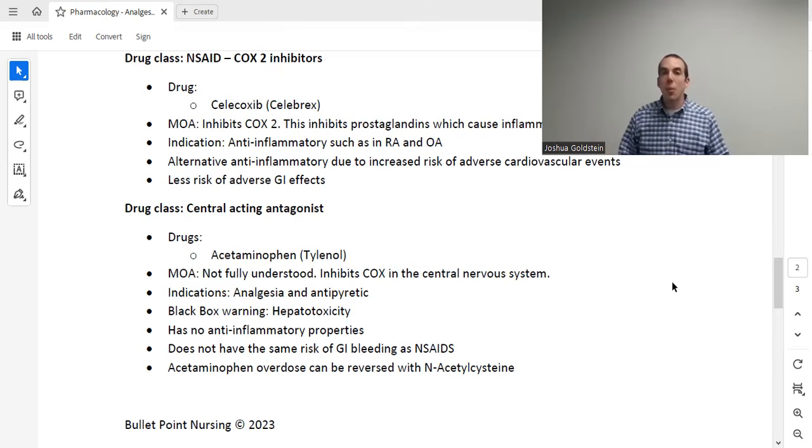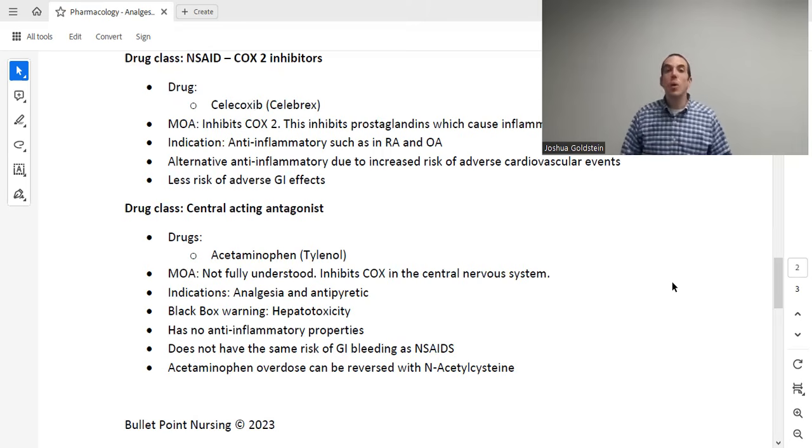Black box warning, it's got one of them for hepatotoxicity. Notice that it doesn't have the GI bleed issue, and it doesn't have the nephrotoxicity issue. So if you get a question on your test, which of the following over-the-counter medications would be best for a patient? It gives you a whole long history, and one of the items in there is kidney disease. Well then, NSAIDs would be worse because NSAIDs are nephrotoxic. This one is not. So this would be preferred in a patient that has kidney disease.